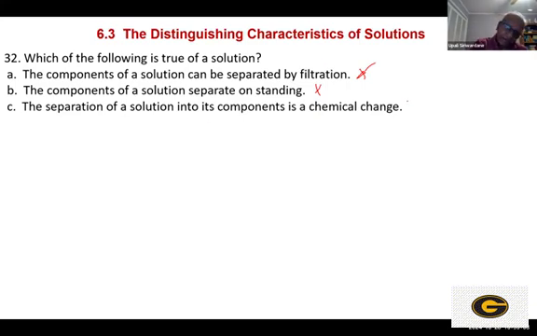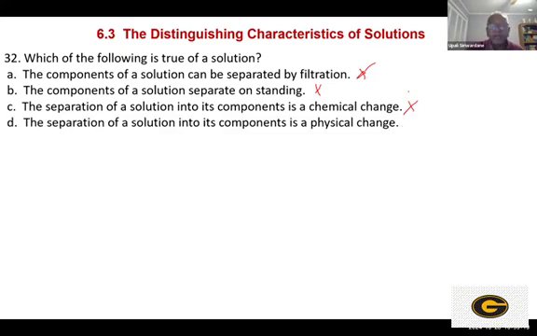A separation of a solution into components is a physical change, is the one. There's no chemical reaction between the two components. Therefore, separating them is not a chemical change. Physical. The separation of a solution into components is by physical change. That's correct. D is the correct answer.